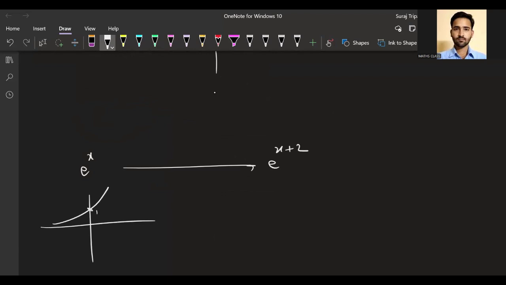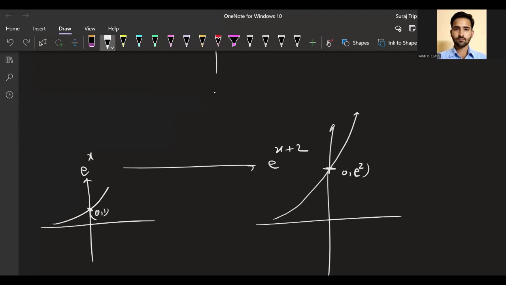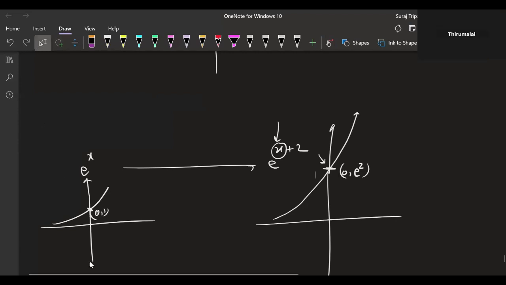So this point is 0 comma 1. If I shift the entire graph towards the left side, it will become like this. Got it? If I shift the entire graph, only this point will change. This will become 0 comma e square. If you put x equals to 0 in this place, the value of the function will be e square. So this intersection will become 0 comma e square. Right? Okay, sir. Now I can understand.